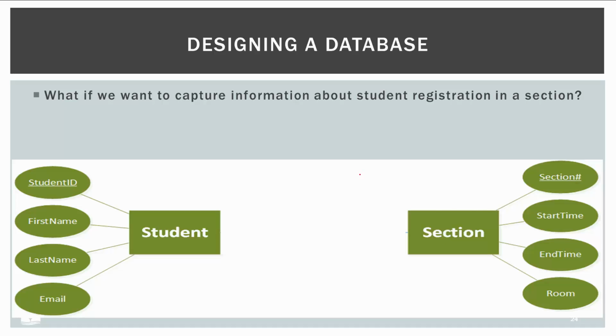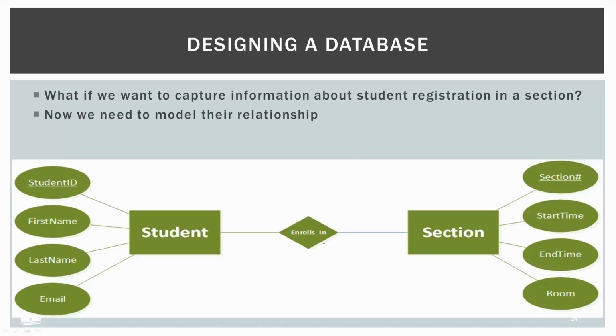Now, how would we relate these together? Well, they do have a relationship together, and so we would model that by including this symbol. All right, so we would have a diamond, we'd give it a name. In this case, enrolls in is as good as others. I'm not as concerned about the name here, but this line and then diamond and line between these two entities signifies that they have a relationship with one another, that a student in database terms can enroll in a section.